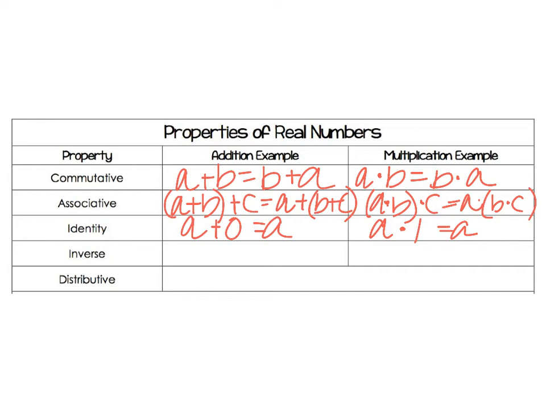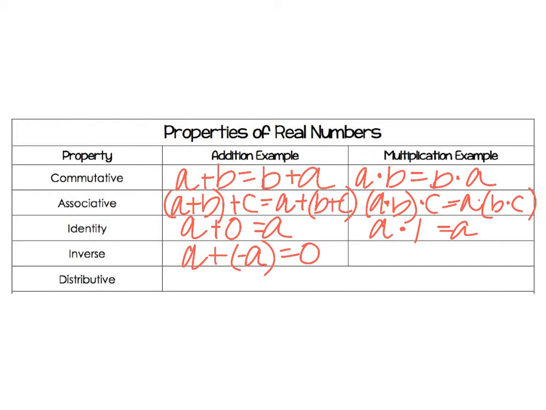Next we have the inverse property. So the inverse property of addition is where we take A plus, and we just say plus negative A. So the inverse means the opposite sign in addition. So if it's positive A, we add negative A. And then it equals 0. That's the inverse or the additive inverse. The additive inverse is the opposite sign.